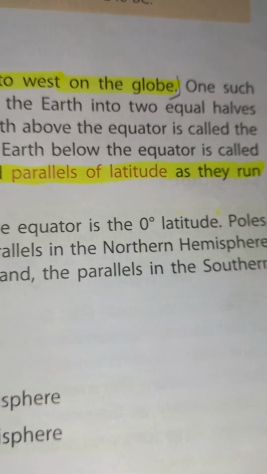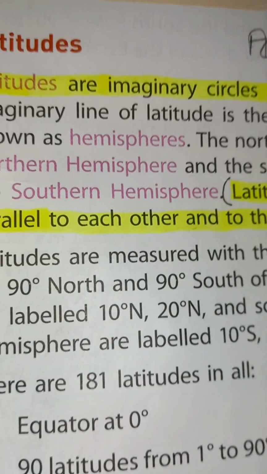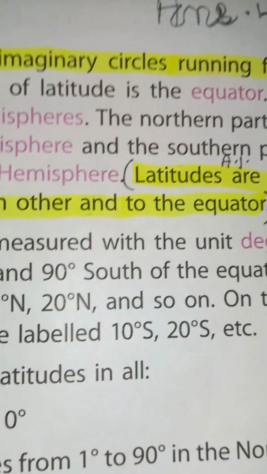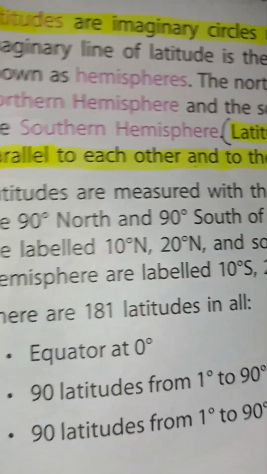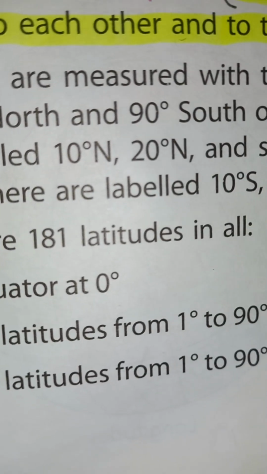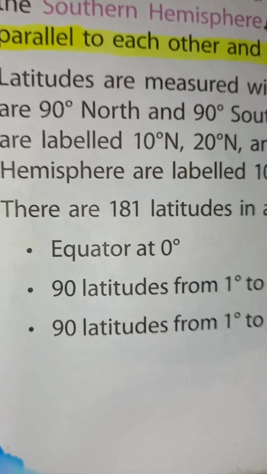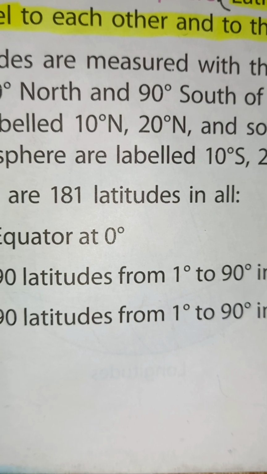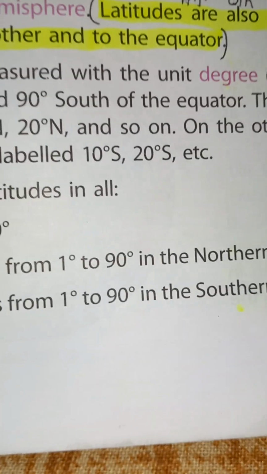The parallels in the northern hemisphere are labeled 10 degree north, 20 degree north, and so on. On the other hand, the parallels in the southern hemisphere are labeled 10 degree south, 20 degree south, etc. There are 181 latitudes in all: the equator at 0 degree, 90 latitudes from 1 degree to 90 degree in the northern hemisphere, and 90 latitudes from 1 degree to 90 degree in the southern hemisphere.